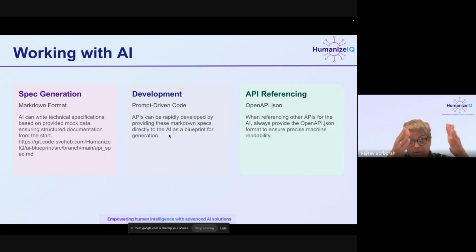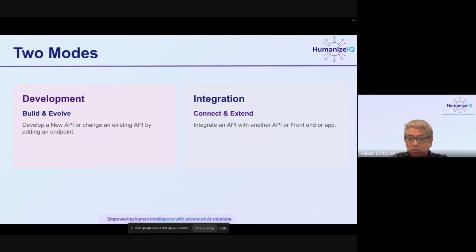So the key thing I was saying is that for spec generation, AI can generate a spec referencing openapi.json. The specification which is generated, you can give it to the next layer and it will develop the API for you. Okay, so two modes. We will be developing APIs, which means that maybe you start with an API, in which case you have to write the markdown, or you can tell AI to write the Swagger, whichever way works for you.